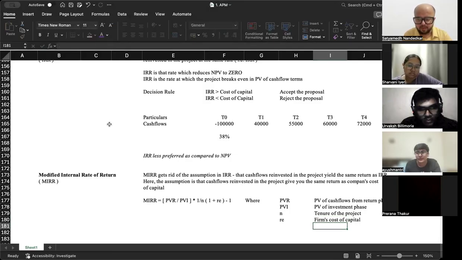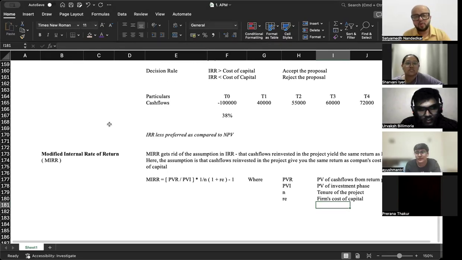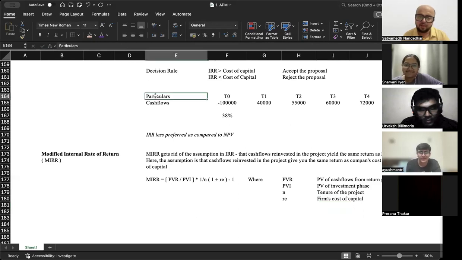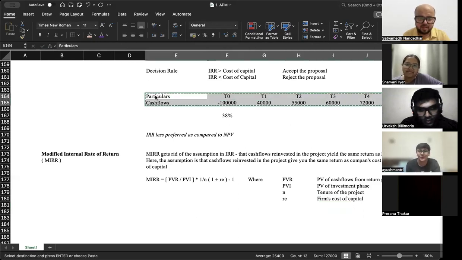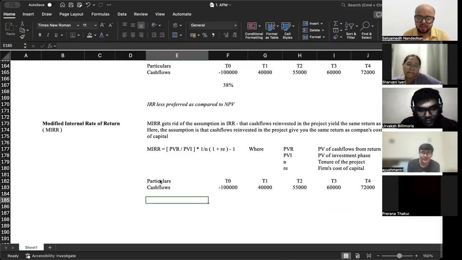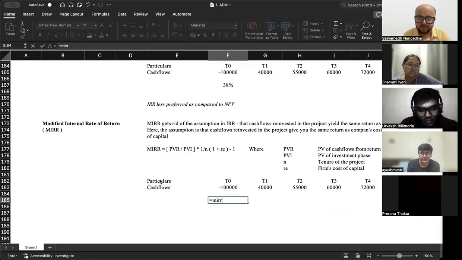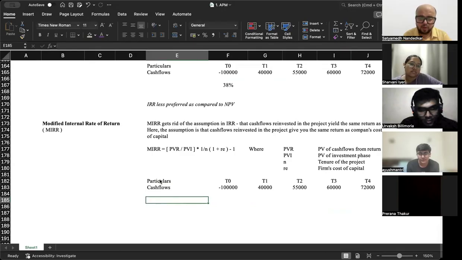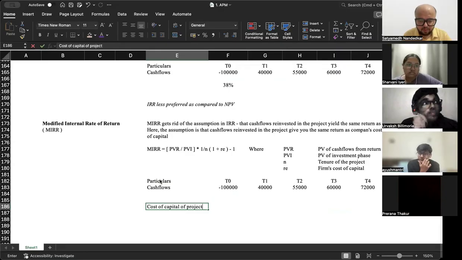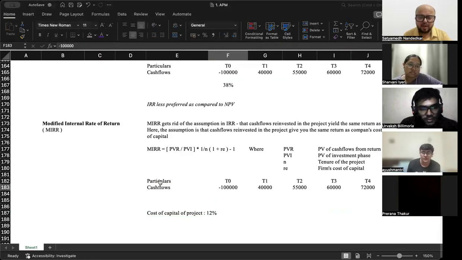Firm's cost of capital. Okay. If you love to make your life difficult, calculate using this formula. If you don't, we have easier ways to tackle this situation. Okay. Write equal to MIRR. For this you need to know the cost of capital. Okay. Cost of capital of the project is, say, 12%. I could take some better numbers in this case. But let's go with this one.